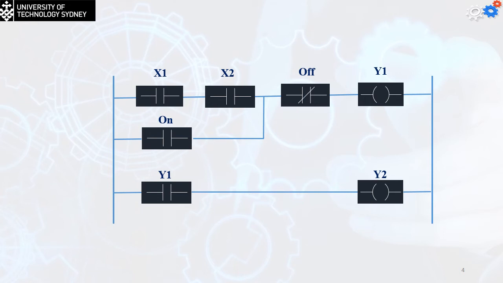So what we have here is AND for X1 and X2, OR for the on. The whole thing is going to be AND NOT. That means that the off should always be closed. Otherwise, we're going to press the button and open the contact and then turn off. And then we're going to feed the Y1 to turn on the Y2. So as simple as that.